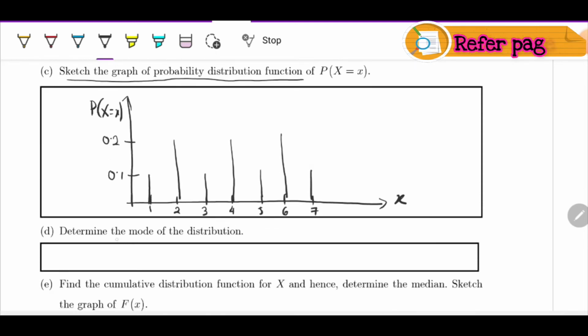D. Determine the mode of the distribution. Mode is the value of x with the highest probability. As we can see from the graph, the highest probability is when x equals to 2, 4, and 6. So the modes are x equals to 2, 4, and 6.